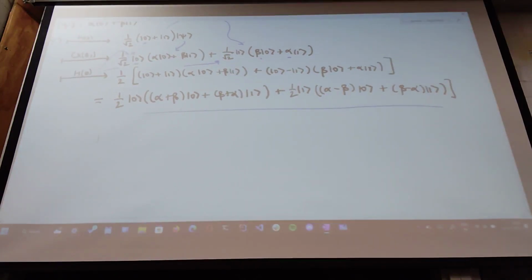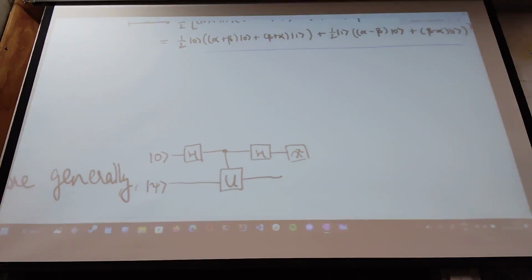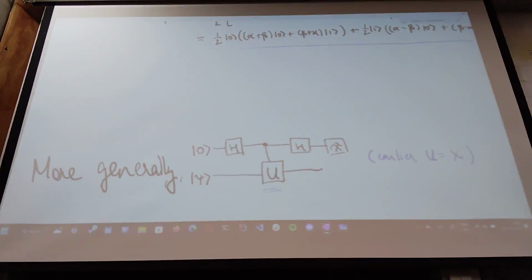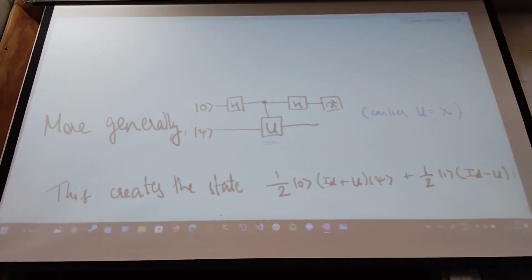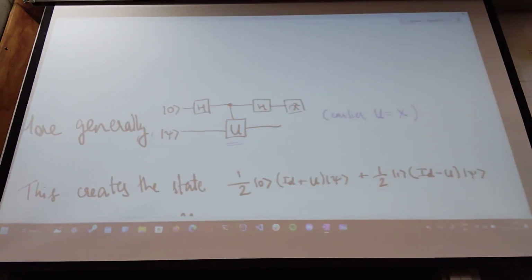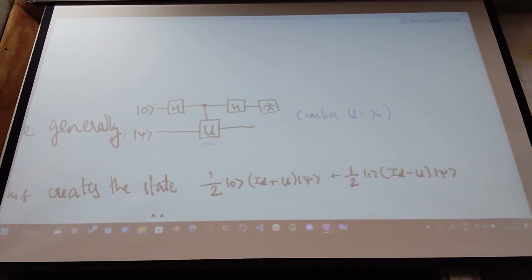Now, more generally, I claim that if you have any unitary operation U in this circuit, recall earlier that we had the special case where U was the X gate, the Pauli X gate. If you have this, then this creates the state which is 1/2 0 tensored with U plus identity plus 1/2 1 times identity minus U.